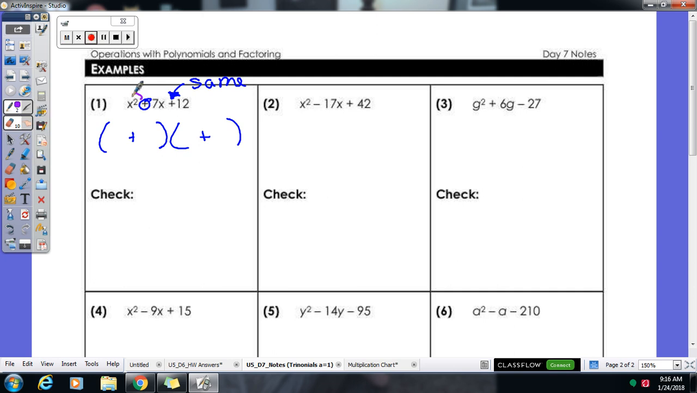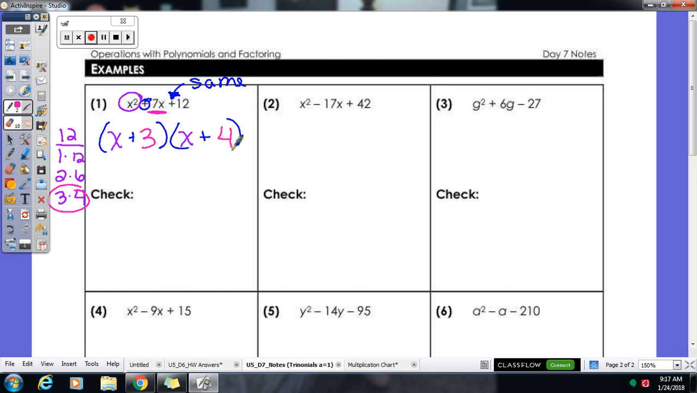So now we look to our first term. What multiplies to give us x squared? x times x. So, because it's the first term of my trinomial, my x's are the first terms in my parentheses. So now we have to look to see what multiplies to give us 12. Well, our factors of 12 would be 1 times 12, 2 times 6, and 3 times 4. Those are our options for what multiplies to give us 12. We want a 7 in the middle. So which of those three options gives us a 7 by adding? 3 times 4. So that's how we know we're going to use 3 and 4.